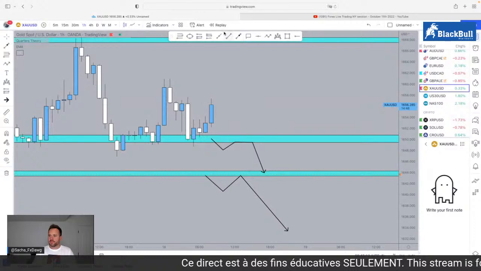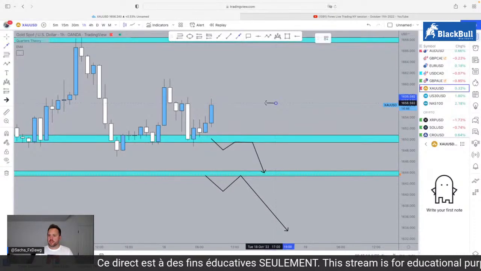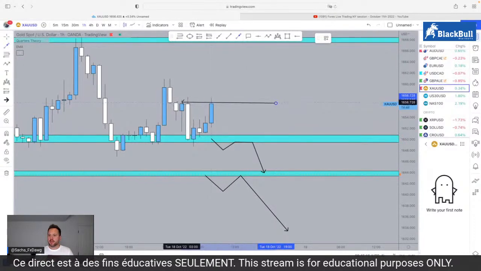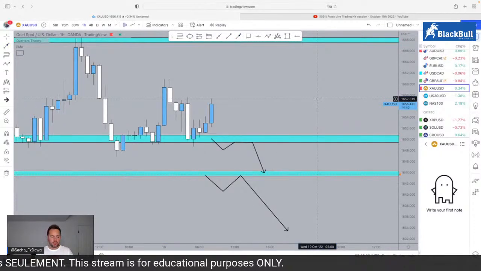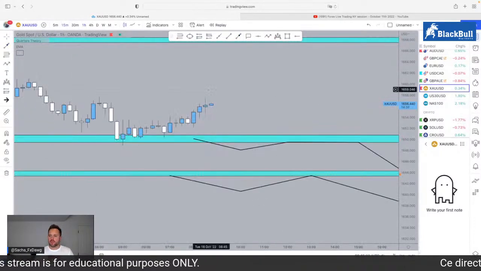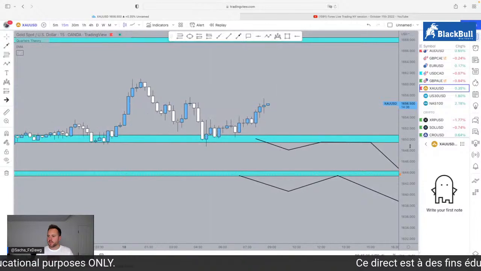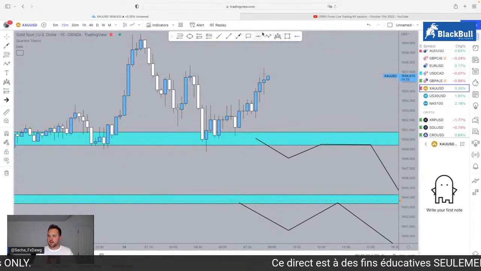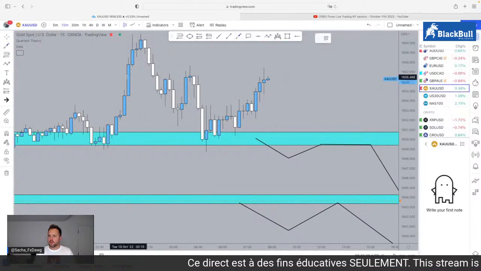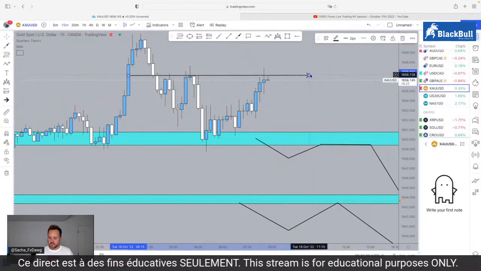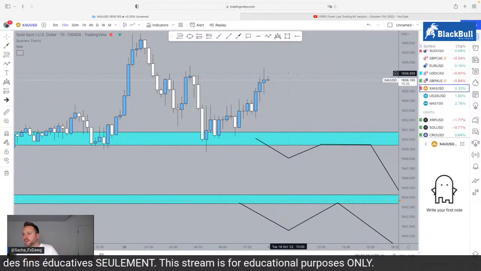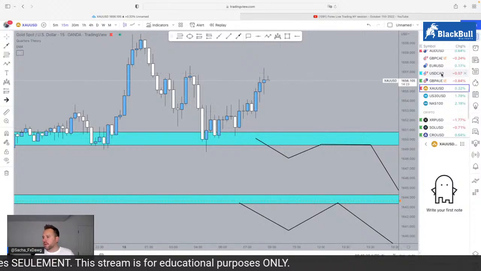Your H1 is just rejecting this minor resistance right there. So we'll see what happens. But the 15 minute just closed with a small doji candle right at this area. You see? Yeah, right there. Let's keep an eye on it.